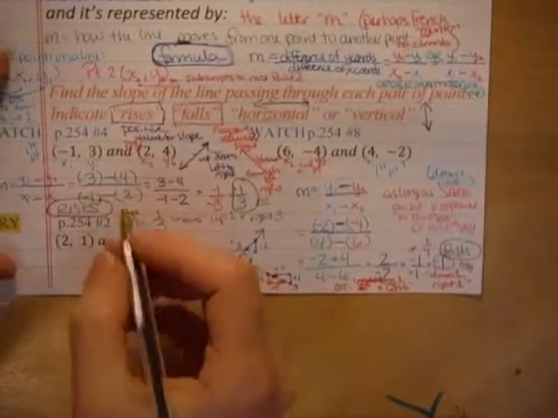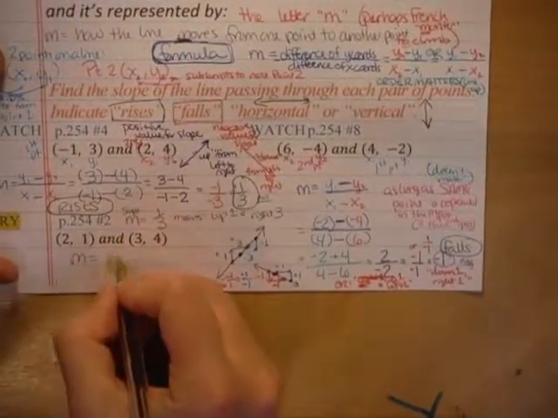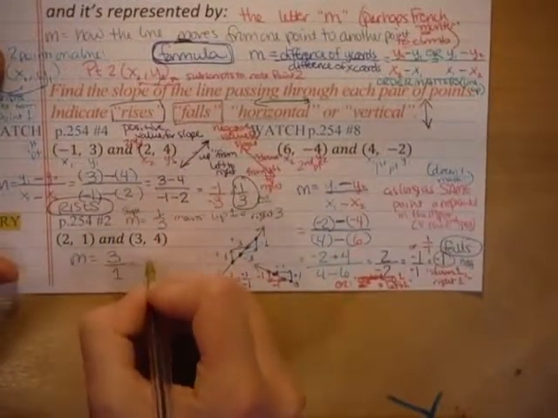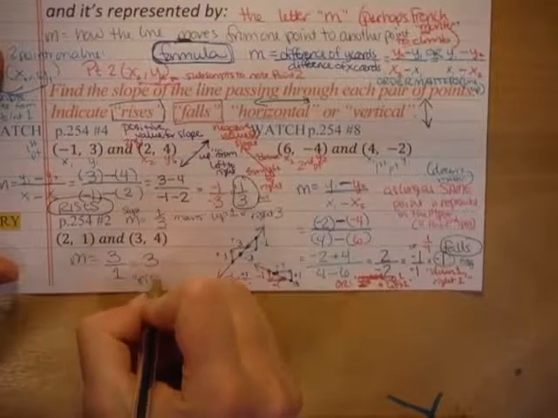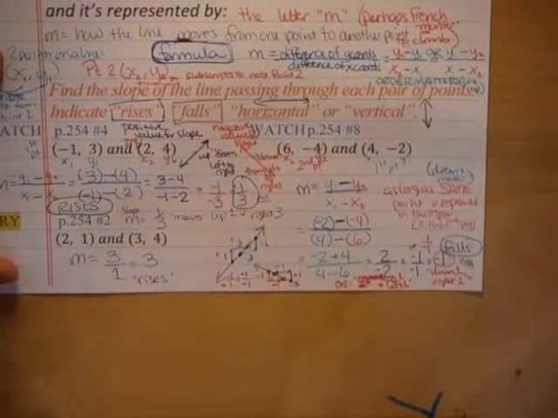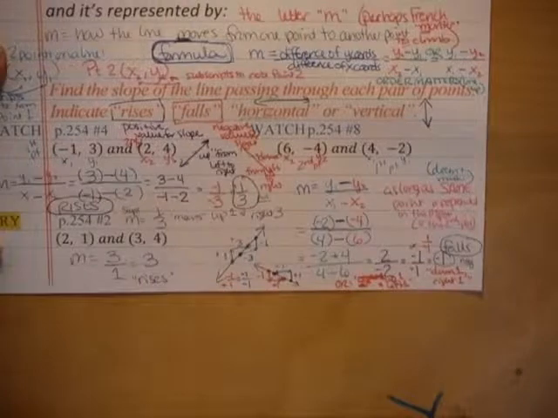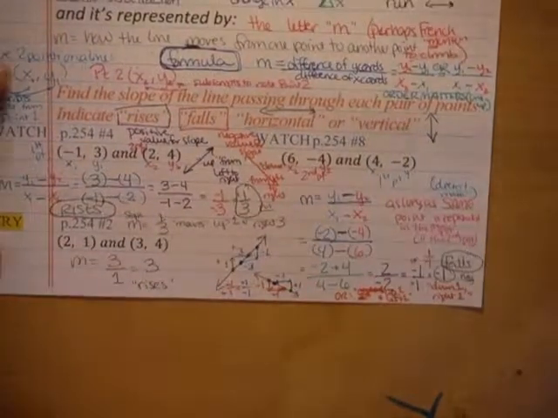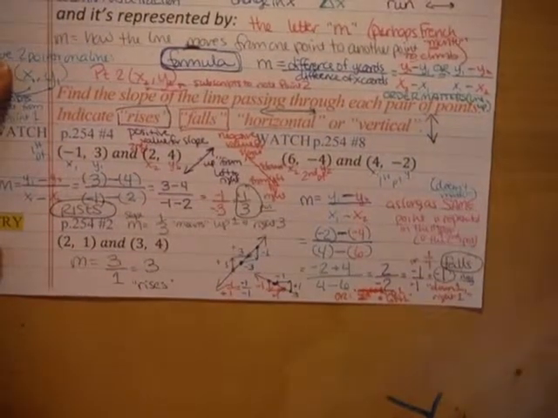Okay, so after you've tried that, you should get a slope of 3 over 1, or just positive 3, which indicates that that line is rising. It has a positive slope. So we will do that as a try together in class, and we will see you on the next page. Good job.